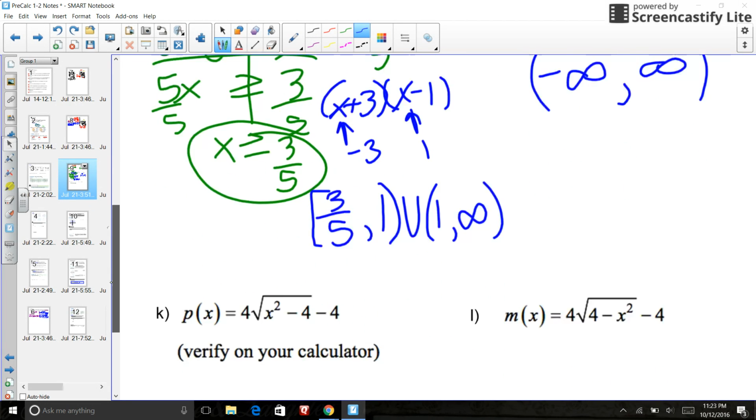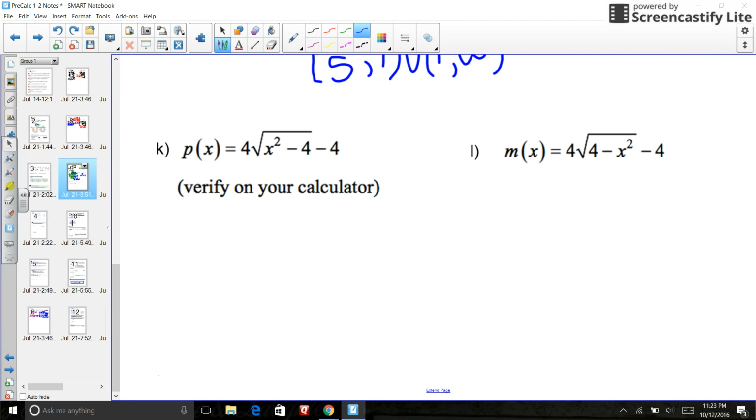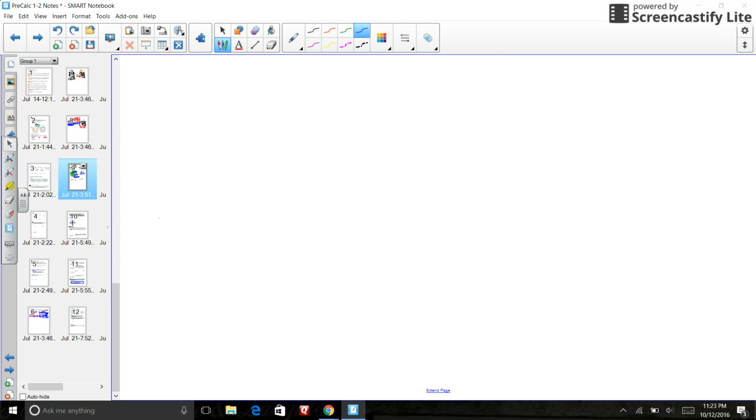All right, 2 more. Let's see. I'm thinking I might end up needing more space, so I might have to move this little thing over. Okay, extend page.